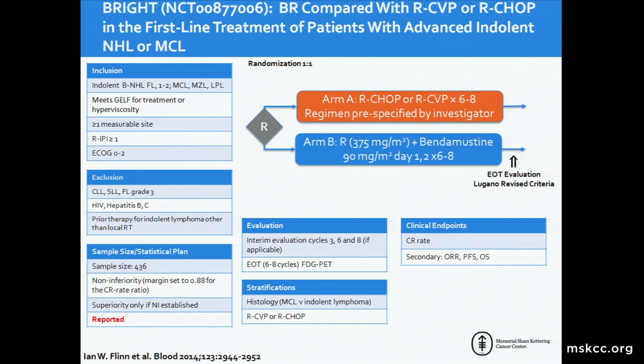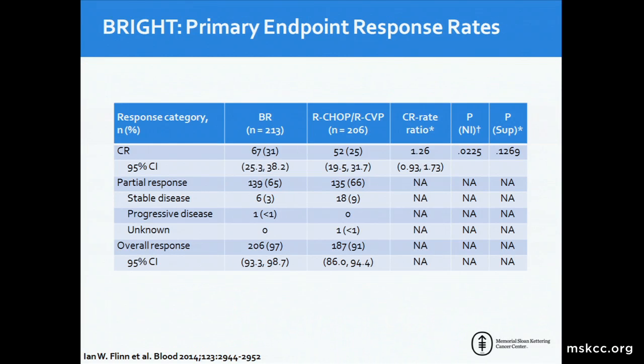A second trial was done in the US. It's called the BRIGHT trial. You could either get R-CHOP or RCVP on one arm, and then the other arm got bendamustine rituximab. Unfortunately, the primary endpoint here was the CR rate, and there were secondary endpoints that have actually not all been reported yet. So the CR rate was non-inferior for bendamustine rituximab, but it was not superior, okay?